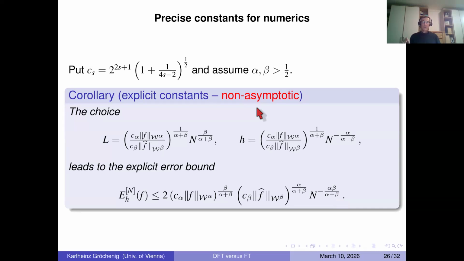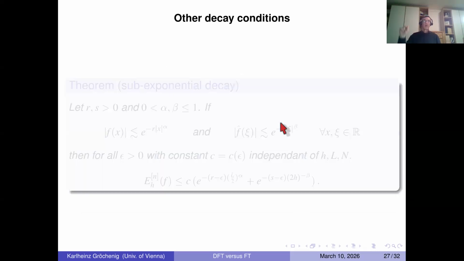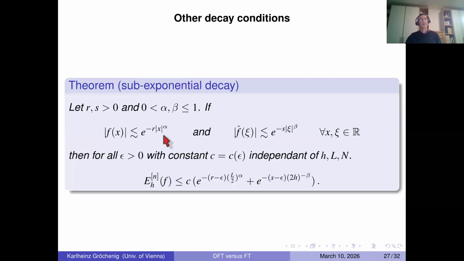So the results are not asymptotic results. This holds for arbitrary n. You could do other decay conditions. Sub-exponential decay of f and f hat leads to sub-exponential error bounds with slightly different coefficients. Sub-exponential decay gives you an L to the alpha here with a different constant, and gives you an h to the negative beta with a different constant here. So the decay of f and f hat translates into the error estimates.